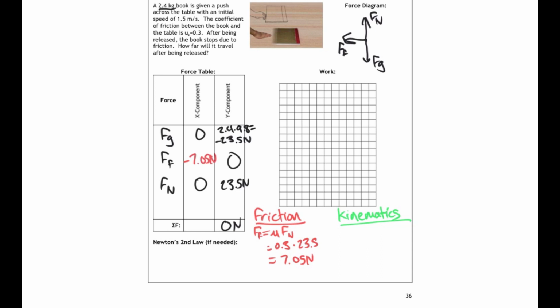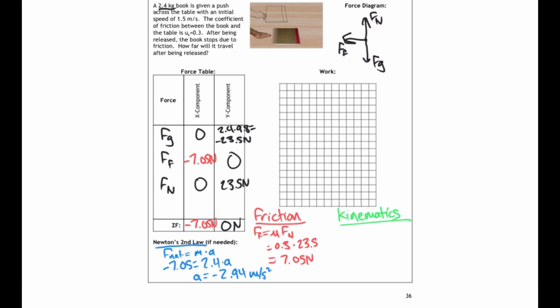And with all the x components filled in, I can find the net force in the x direction would be negative 7.05 newtons. Before we can use kinematics, we need to know what the acceleration is. And Newton's second law can help us with that. Net force equals mass times acceleration. The negative net force told us it was to the left, so the negative acceleration tells us that the acceleration is going to be to the left.